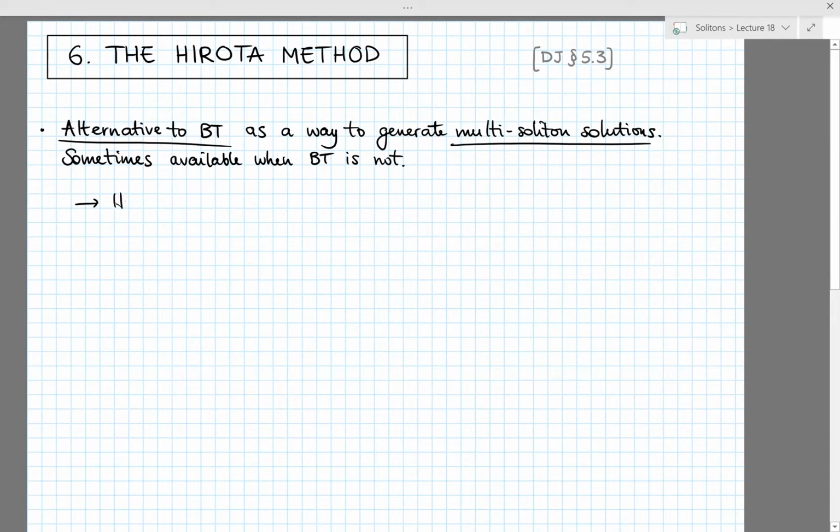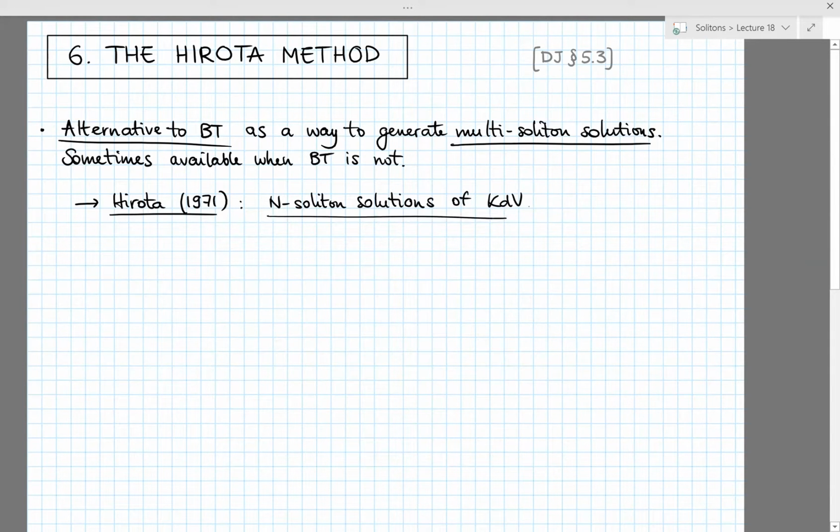It was devised by Hirota in 1971 to find multi-solitons, let's say, and soliton solutions of the KdV equation. It was then understood that this method applies to a much more general class of equations, but in this chapter, we'll follow Hirota and apply it to the KdV equation.